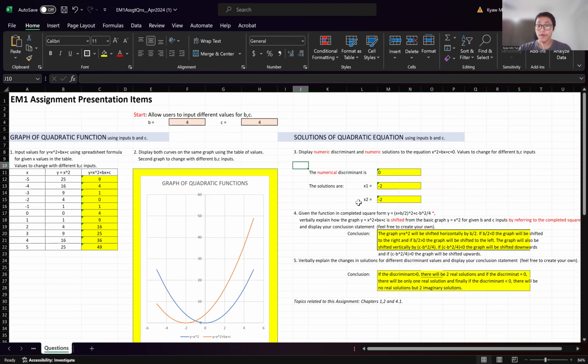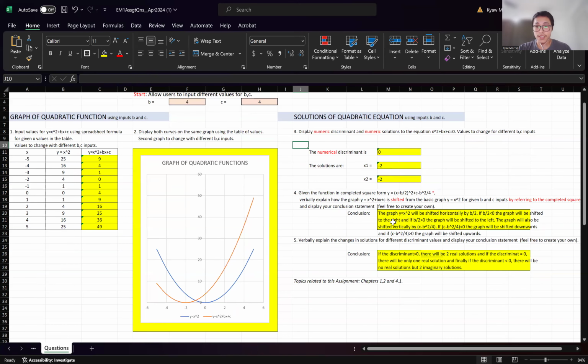And for the fourth question, we can see how the graph y = x squared + bx + c is shifted from the basic graph y = x squared. By referring to the completed square form y = (x + b/2) squared + c − b squared/4, we can conclude that the graph y = x squared will be shifted horizontally by b/2. If b/2 is negative, then the graph will be shifted to the right, and if b/2 is positive, then the graph will be shifted to the left.